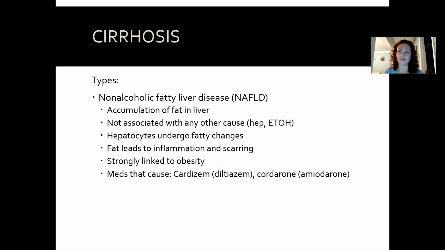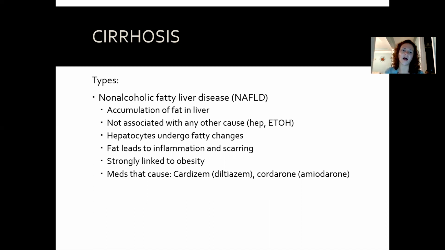It is strongly linked to obesity. While we don't have a great understanding of it, we have seen that it is highly associated with obesity, and that accumulation of fat kind of makes sense. Oftentimes, obesity is due to an overabundance of calorie intake and fat intake, and so that kind of goes hand in hand there.